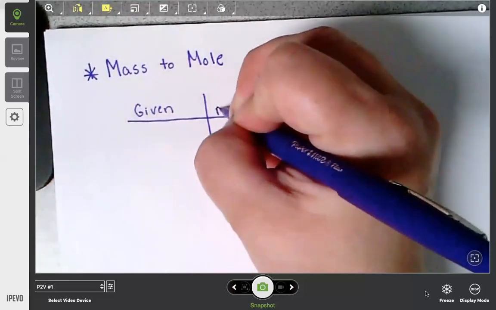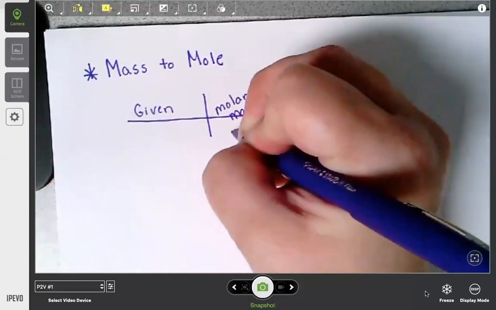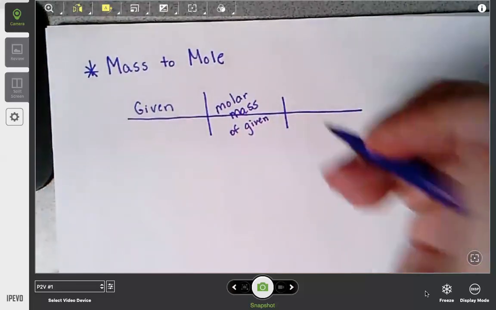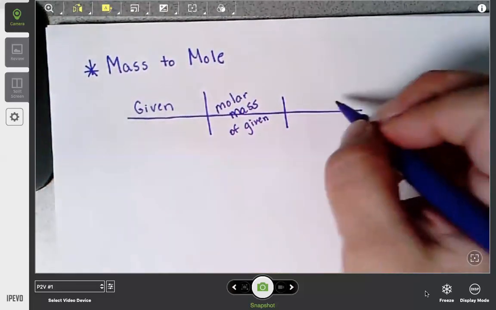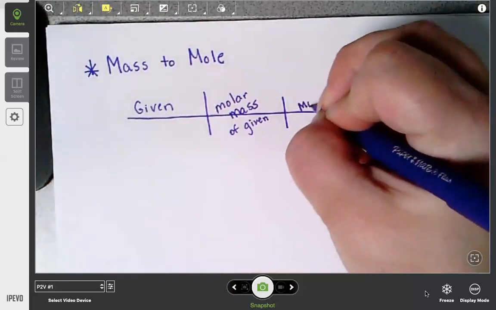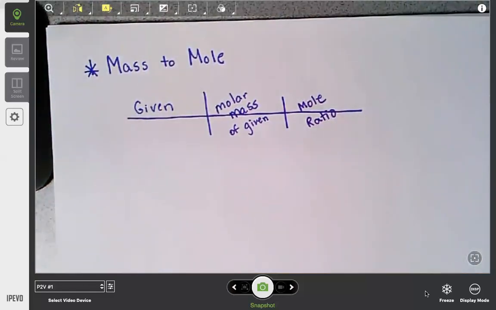So in this case, I'm going to be using molar mass. And I'll go ahead and put in of the given here. Now I would have the moles of the given, and then I would be able to use my mole ratio to convert between the various compounds. So our pathway here is I'm going to first convert to moles, and then I'm going to use the mole ratio to convert to moles of the new substance. And then that will give me my answer.